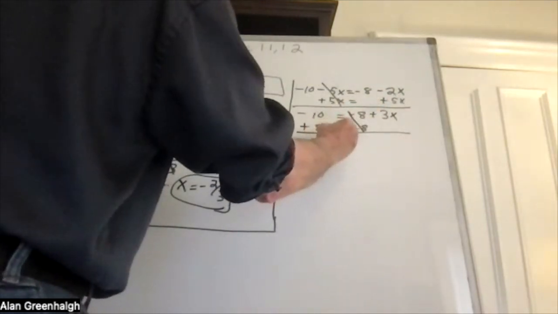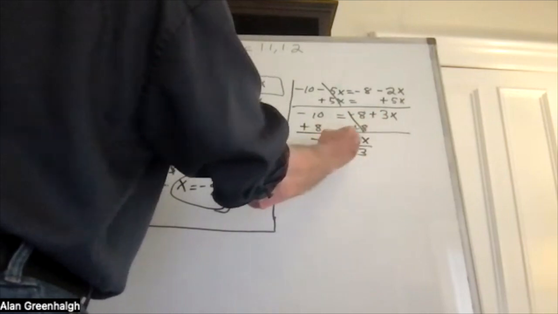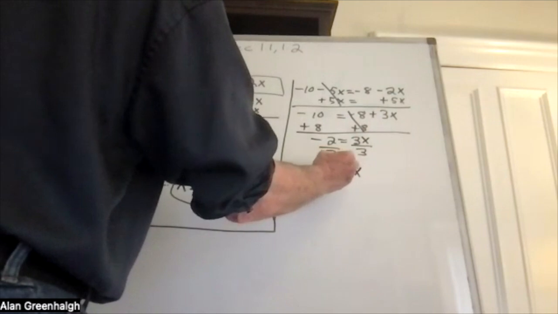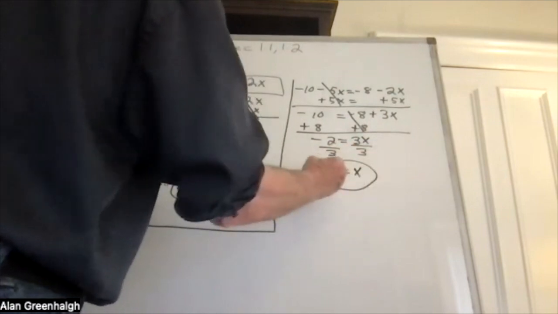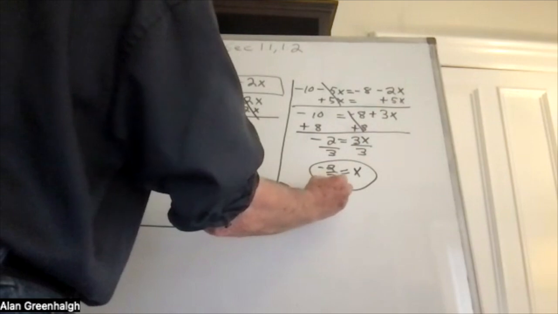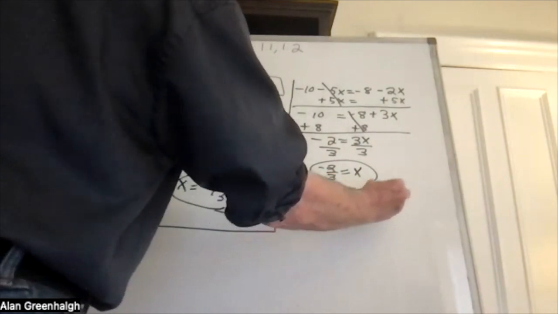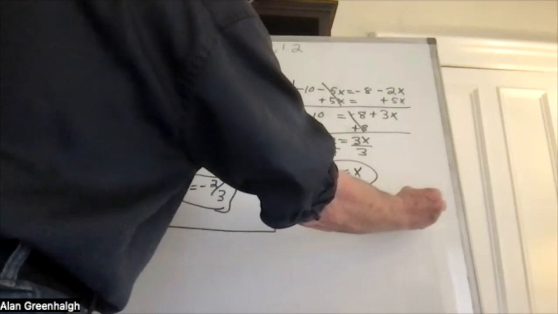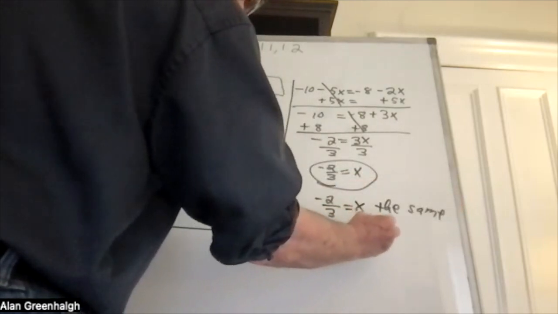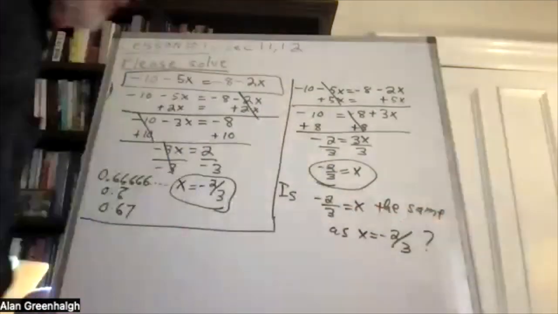And then you did this. And then you did this. And you got this. So the question is, is -2/3 equal to x the same as x equals -2/3? What's the answer?